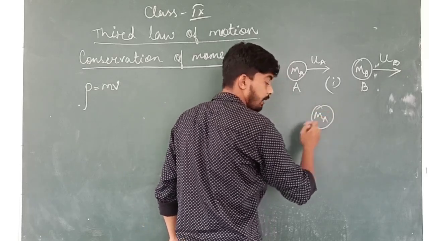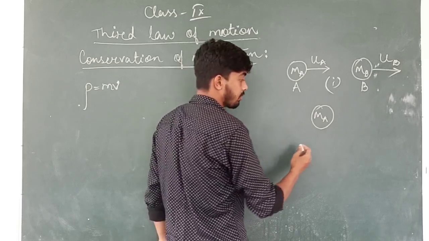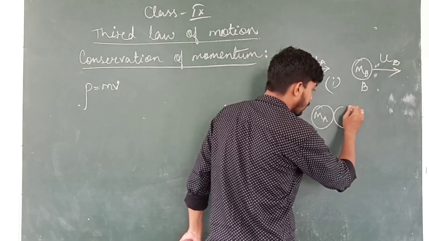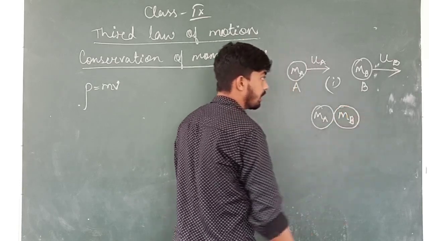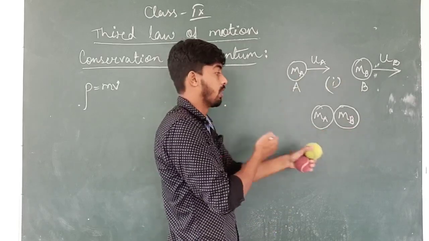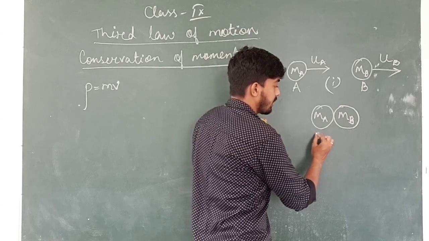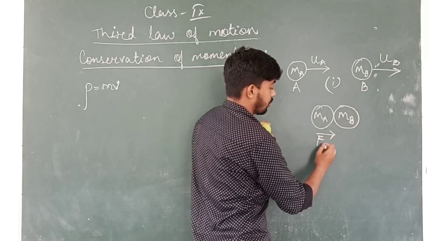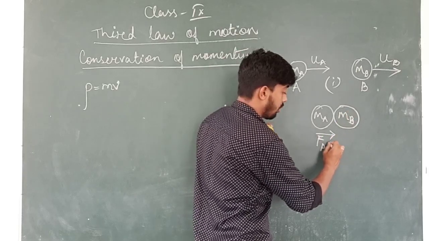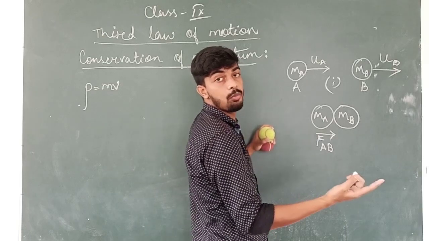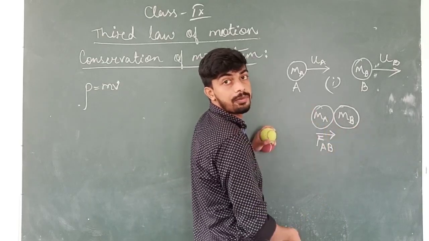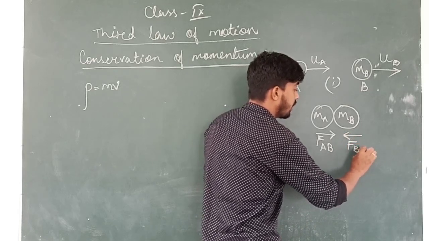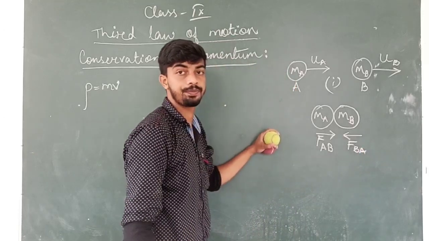Object with mass A will have some force. Object with mass A is colliding with object with mass B, meaning the first one is colliding with the second one. In this case, object A is putting force on this one. So this is force of A on B. In the same way, B will also put some force, and this will be force of B on A.